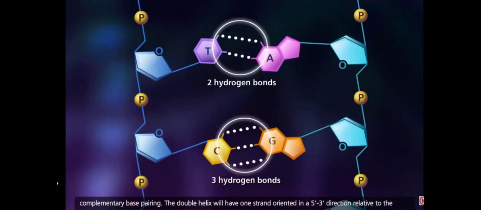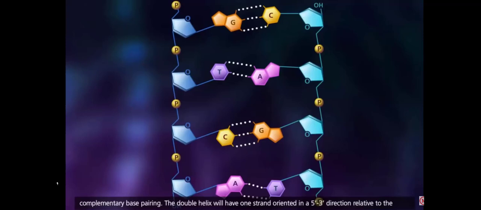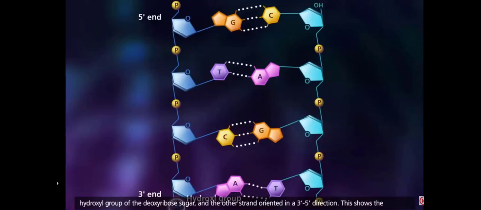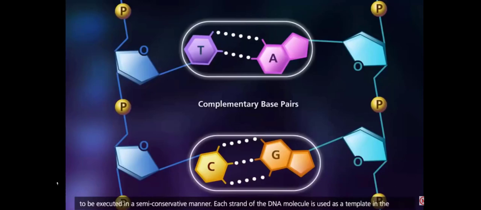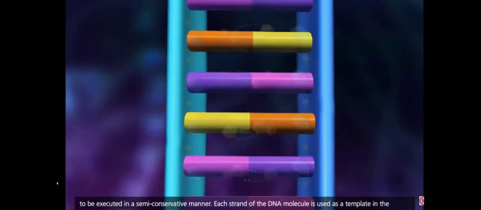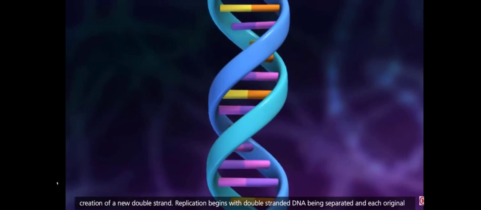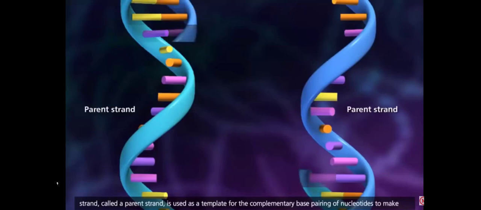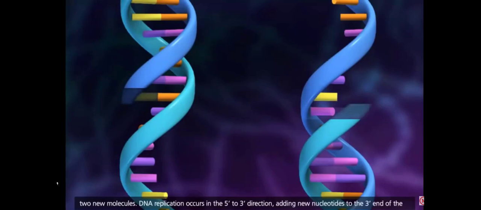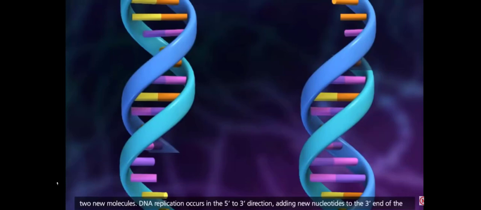The double helix will have one strand oriented in a 5' to 3' direction relative to the hydroxyl group of the deoxyribose sugar, and the other strand oriented in a 3' to 5' direction. This shows the anti-parallel nature of the DNA strands. The complementary base pairing in the structure of DNA allows replication to be executed in a semi-conservative manner. Each strand of the DNA molecule is used as a template in the creation of a new double strand. Replication begins with double-stranded DNA being separated, and each original strand, called a parent strand, is used as a template for the complementary base pairing of nucleotides to make two new molecules. DNA replication occurs in the 5' to 3' direction, adding new nucleotides to the 3' end of the newly forming strand.